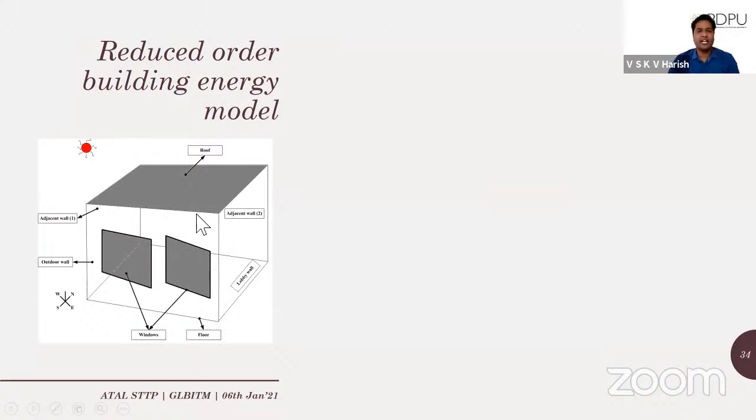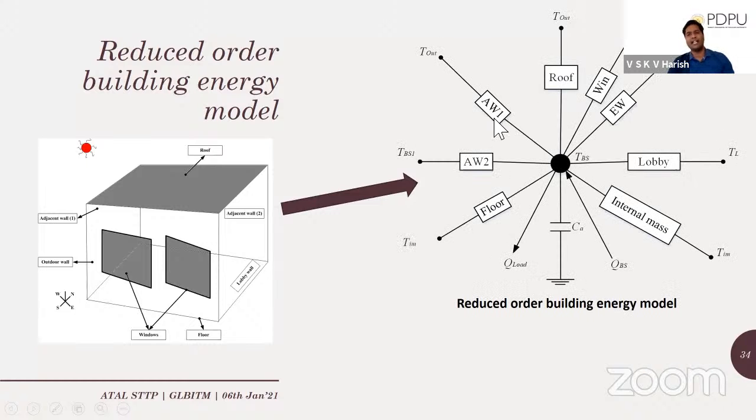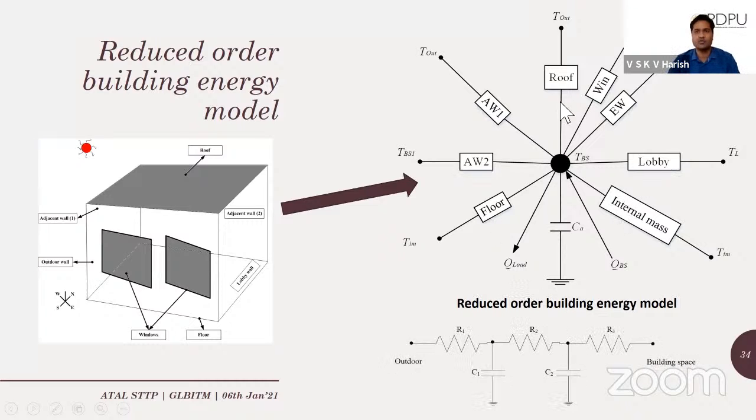So this is the geometrical description of a particular cuboid. This gets converted into a resistance capacitance network. For simplicity, every 3 resistance, 2 capacitance network has been modeled as a box here. AW1 stands for adjacent wall 1. AW2 stands for adjacent wall 2. The orientation of north, west, east, south is given here.